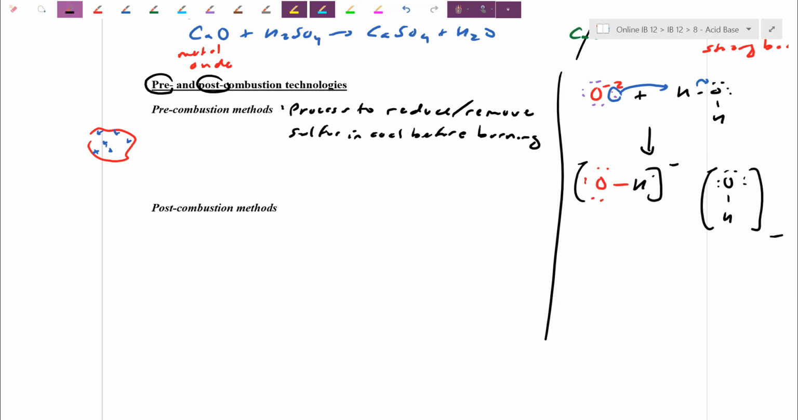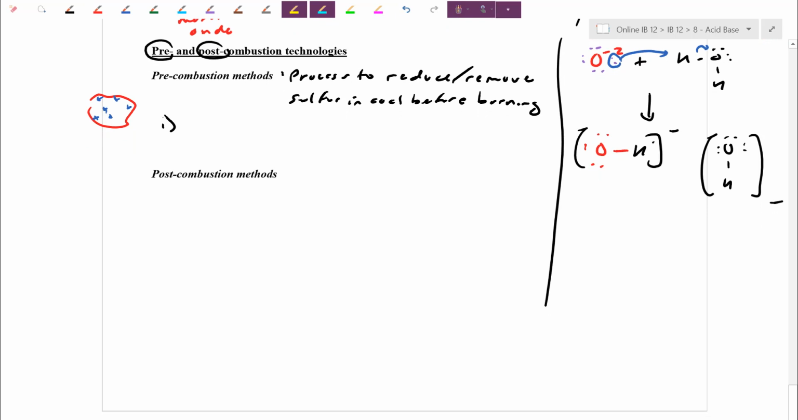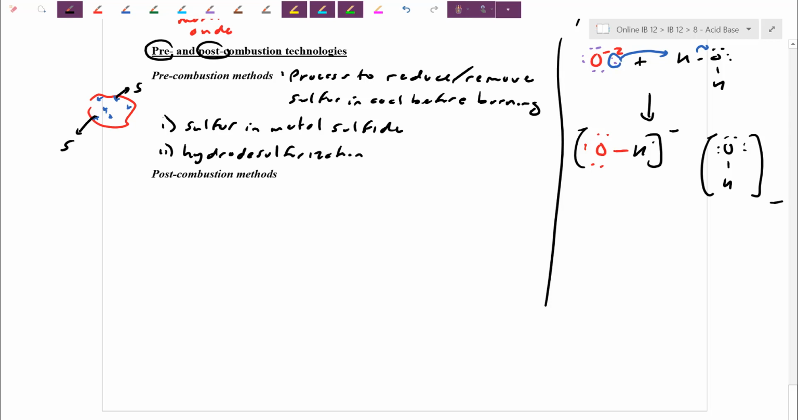So we'll see these reactions in the energy option if you do that option there. Sometimes we can just extract it as elemental sulfur, or as a metal sulfite. So, pulling the sulfur out of the carbon before you burn the coal. We can do a process called desulphurization. This one here is shorthanded HDS.